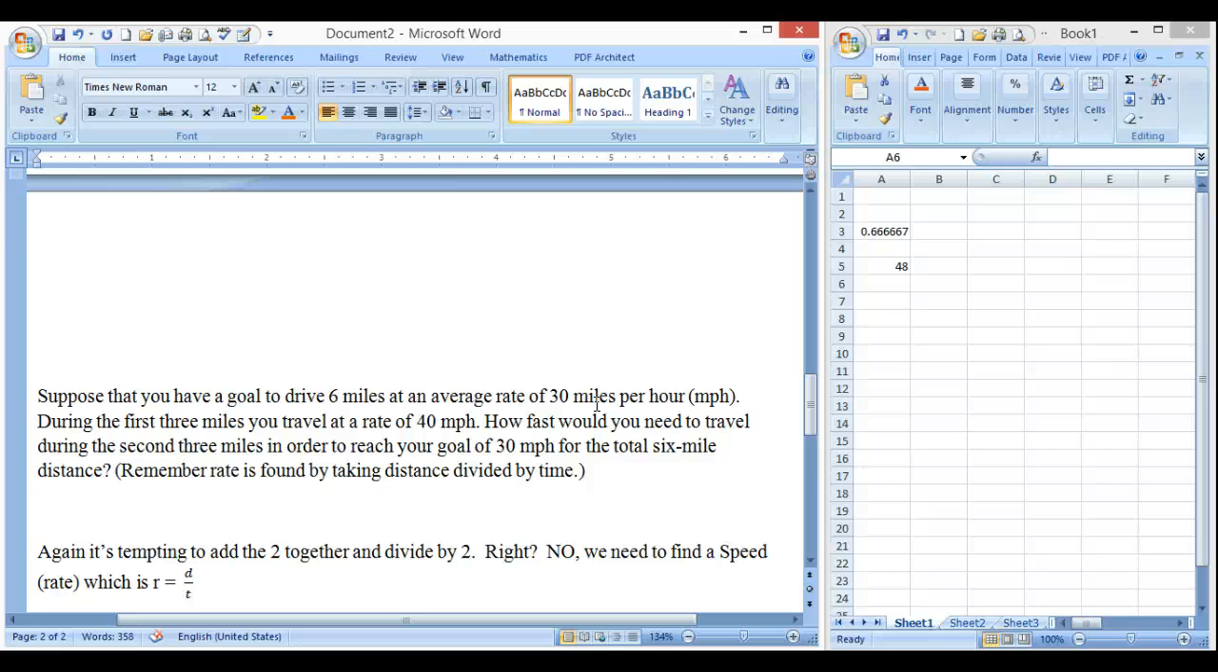And again, reminder, distance is rate divided by time. Or rate is distance divided by time, sorry. I was thinking of something else. Okay, so again, it's really, really tempting just to add those two together and divide, right? No, again, we need to find everything possible.